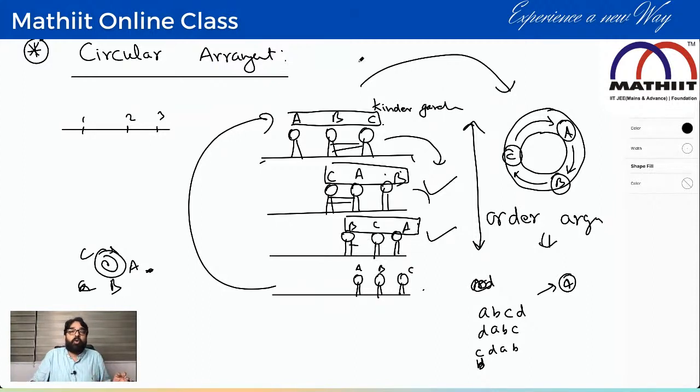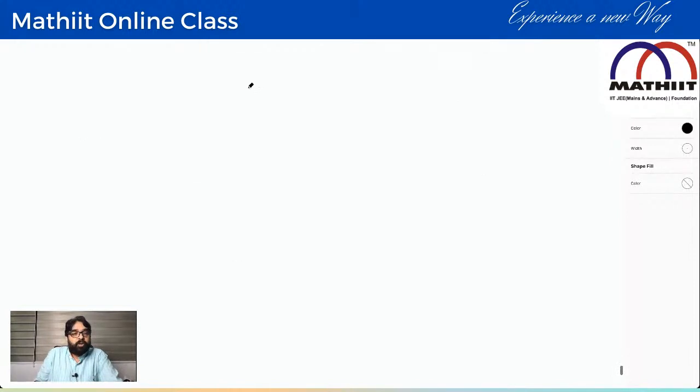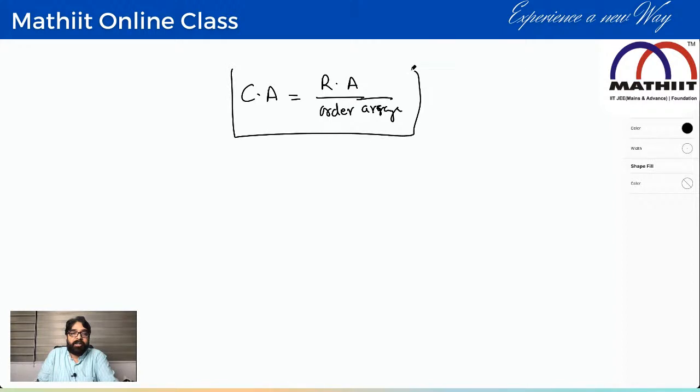So from row to circular, whenever we are moving from row to circular, what arrangement is missing? Order arrangement. And that is one of the internal arrangements. So if you want to do circular arrangement, you have just one job: divide by the order arrangement. That will give you circular arrangement. So straightforward, no new formula, no new methods. Circular arrangement equals row arrangement divided by order arrangement.